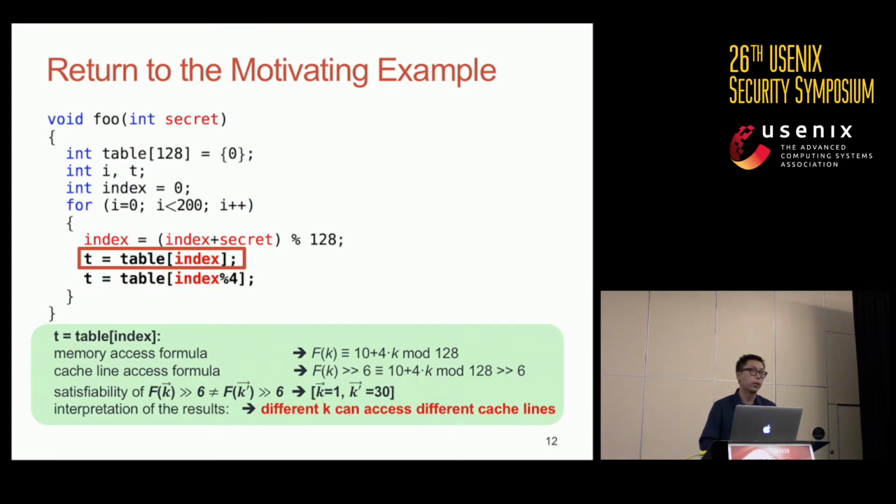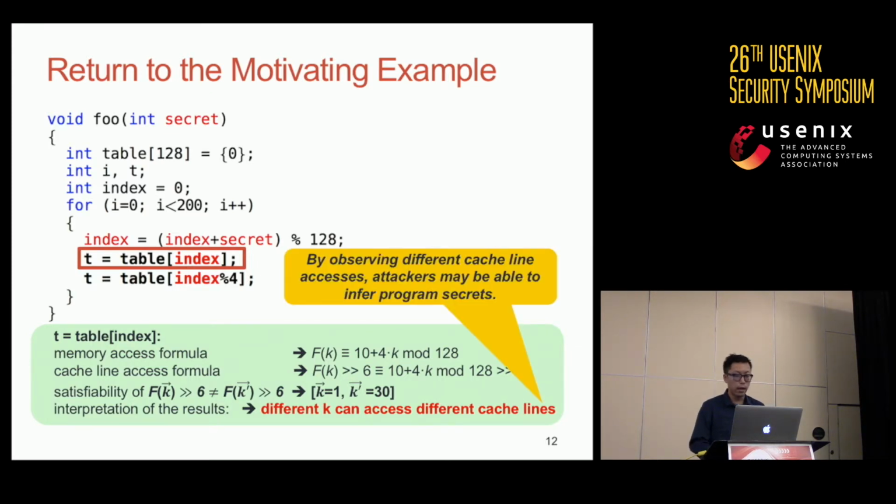So how do we interpret the results? The interpretation is that different keys, for example 1 or 30, can actually lead to the access of different cache lines at this memory load operation. In other words, by observing the different cache line being accessed, the attacker at this point may be able to infer some program secrets.